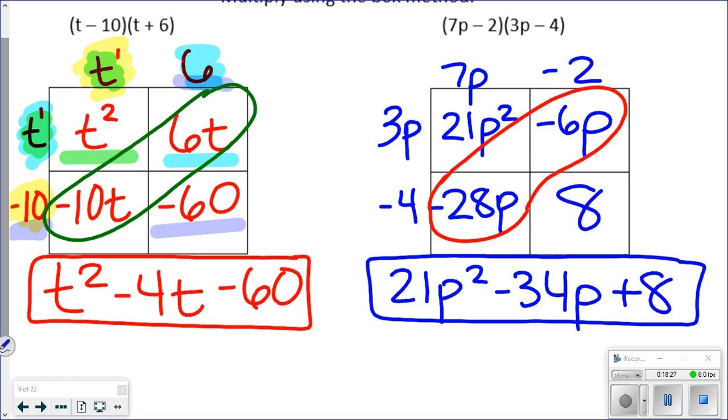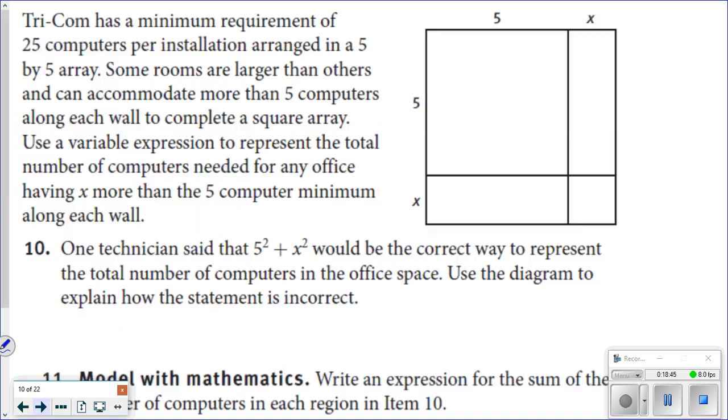And this looks different than the computers in the book because those were all constant terms, those were all numbers, so we just added them all together and got one final number. Okay, so back in the book, let's take a look at question 10. This is on page 372.